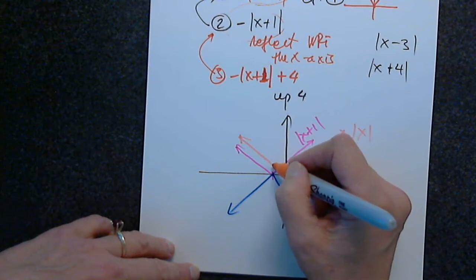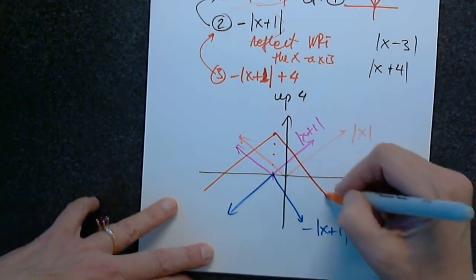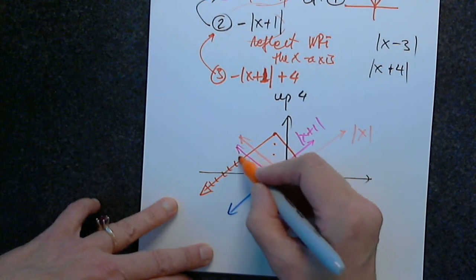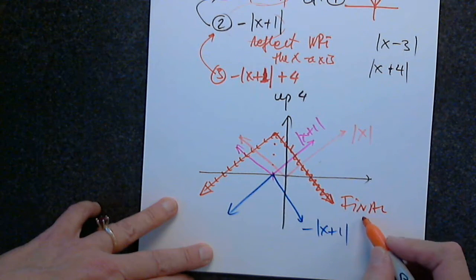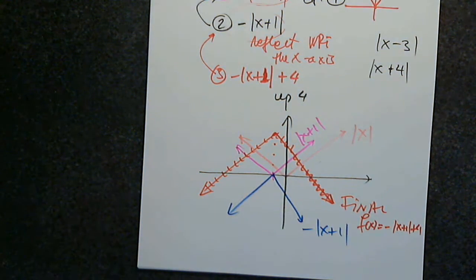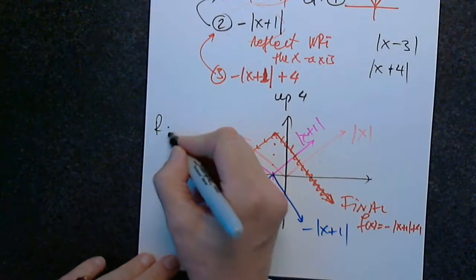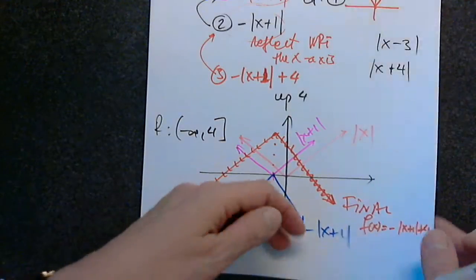Very good. So 1, 2, 3, 4. So this is final. f of x equals negative absolute value of x plus 1, plus 4. What if we want to find the x and y-intercepts algebraically? You already gave me the range. So you said negative infinity to 4. What if I want to find the x-intercepts and the y-intercept?